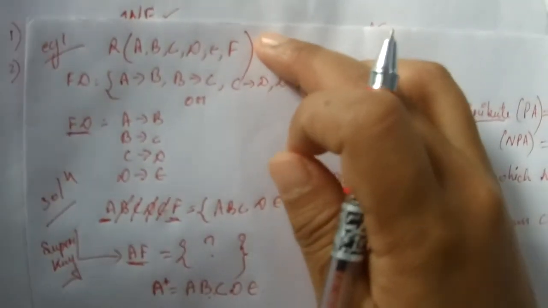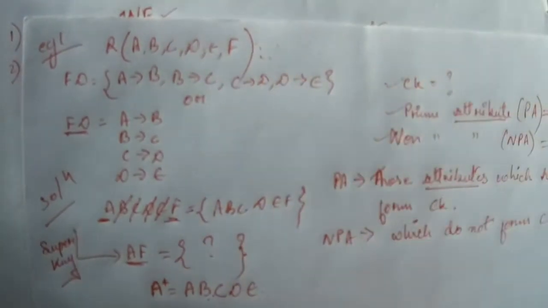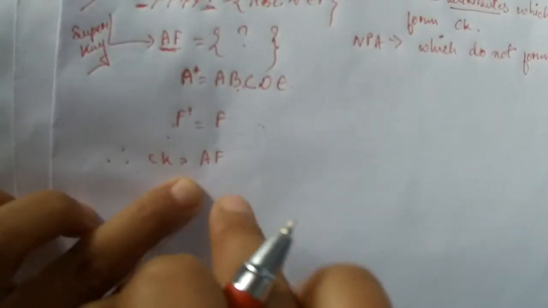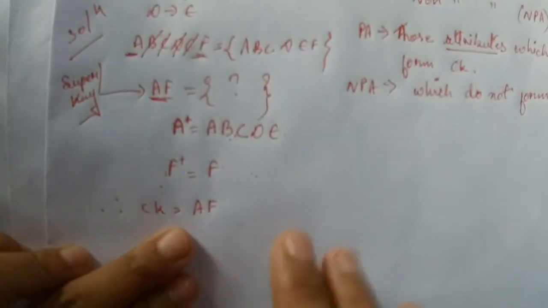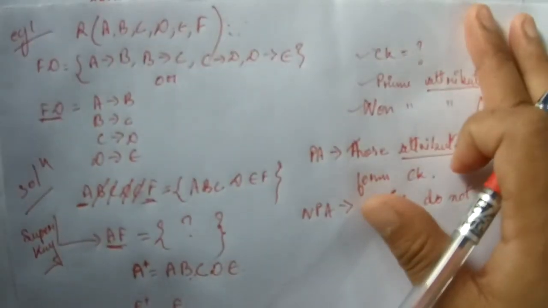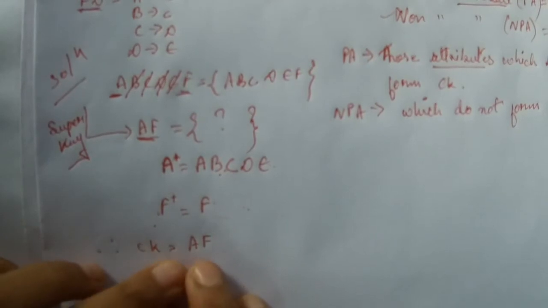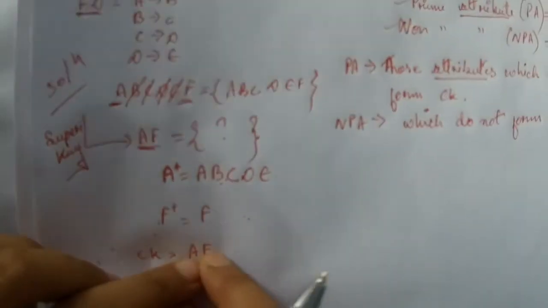Okay, so there could be more than one candidate key in the given example relation. So how to find that? Again, as of now we have found only one candidate key, that is A and F, right? So now to check whether there is some more candidate key present in this relation, we need to check in this way. Here you see our candidate key is A and F.